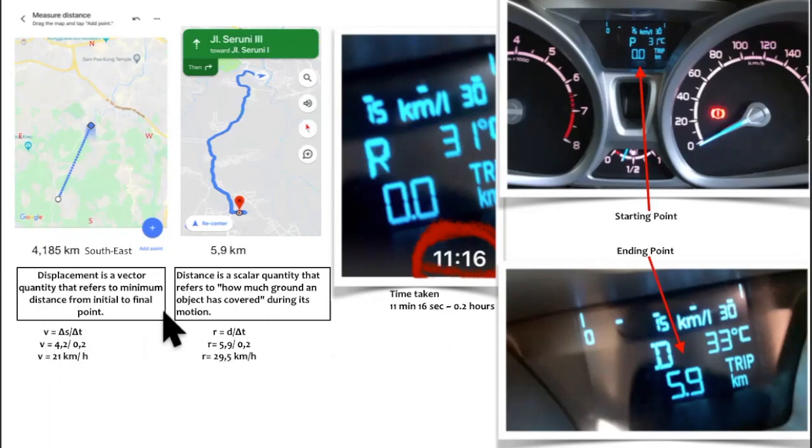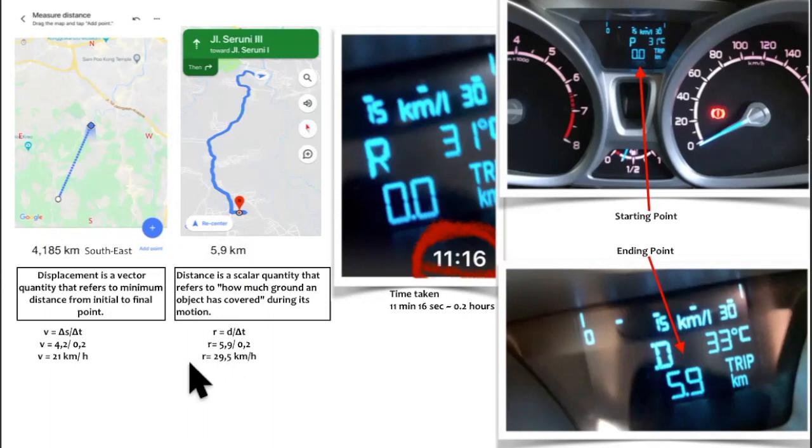So why do we need distance? We need total distance to calculate average speed. So we have the average speed equation here. Average speed is equal to total distance traveled over total time taken. Accordingly, 5.9 is our total distance over the time taken, 0.2 hours. Then average speed will be 29.5 kilometers per hour.